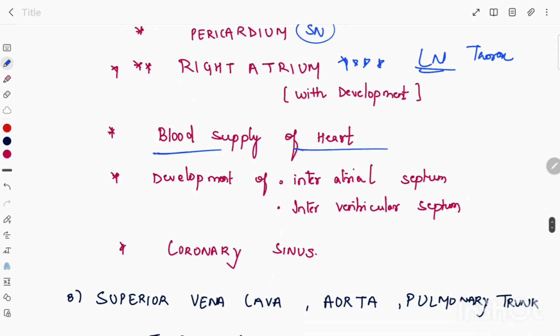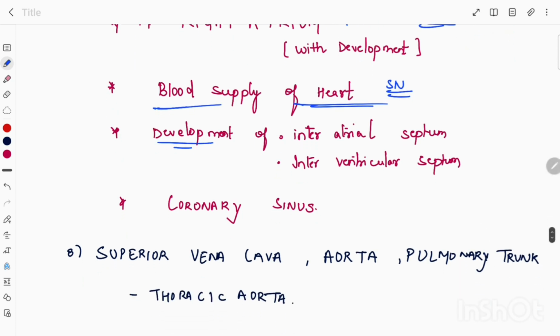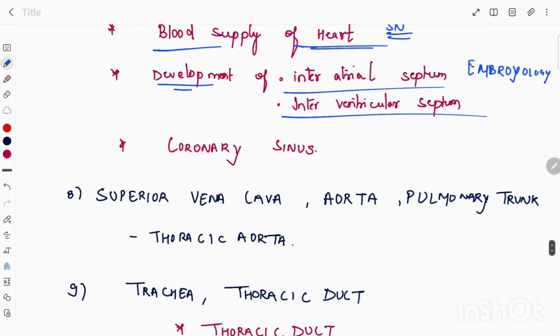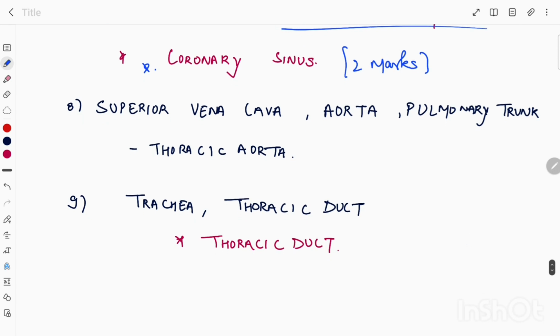Then the blood supply of the heart, all the coronary arteries, what they are branching from and all that you should know. A short note can come, or in the viva you can get a very common question, tell the blood supply of the heart. Then there are development or embryology questions like interatrial septum development and interventricular septum development. So it's very important, you should know this. Then there can be a 2-mark question on the coronary sinus also, where it drains and where it comes from.